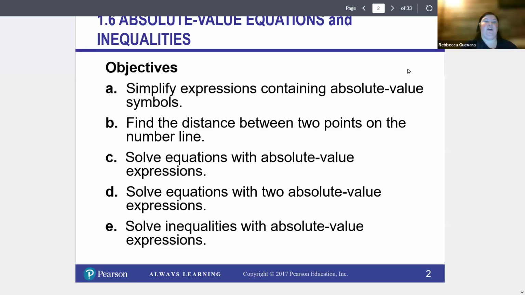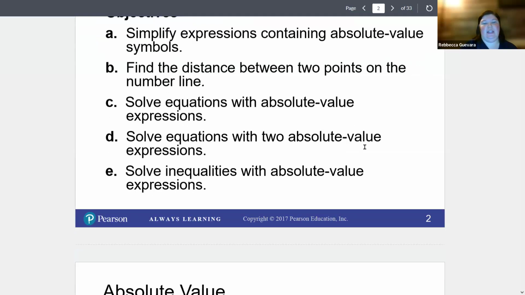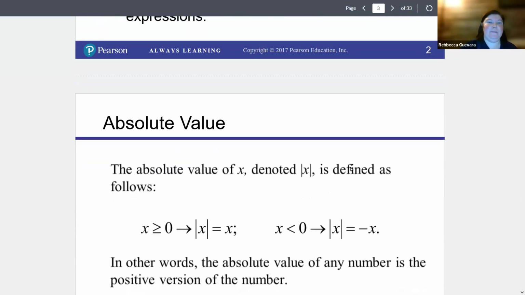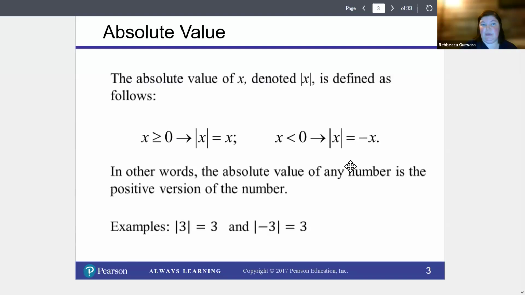So absolute values is one of the last sections we have for this week. Most people know absolute value is the distance of a point from zero. We're going to look a little bit more at it than that, so we're going to expand this a bit. In general, an absolute value is denoted with what we call absolute value bars.